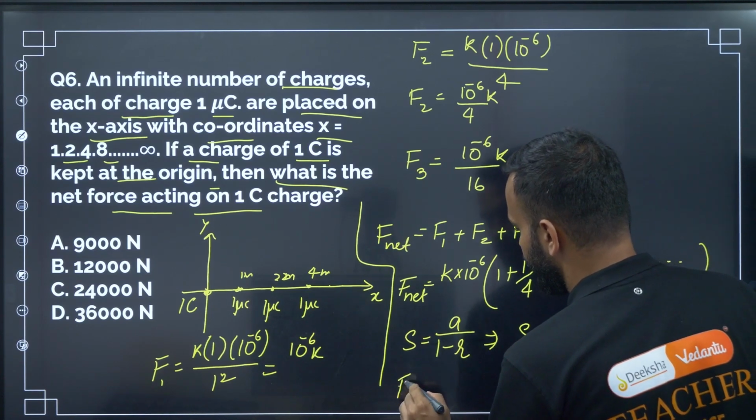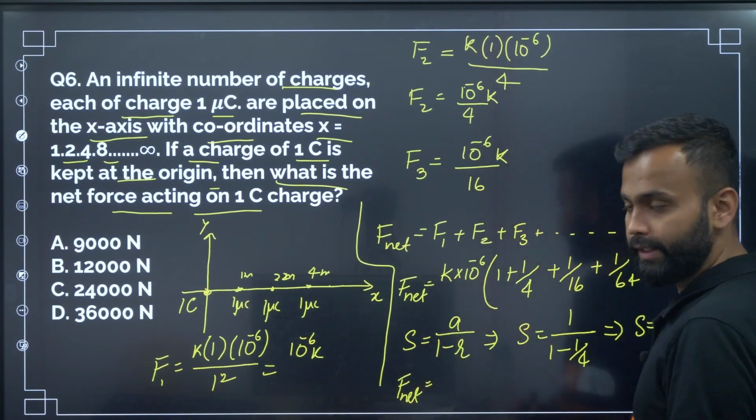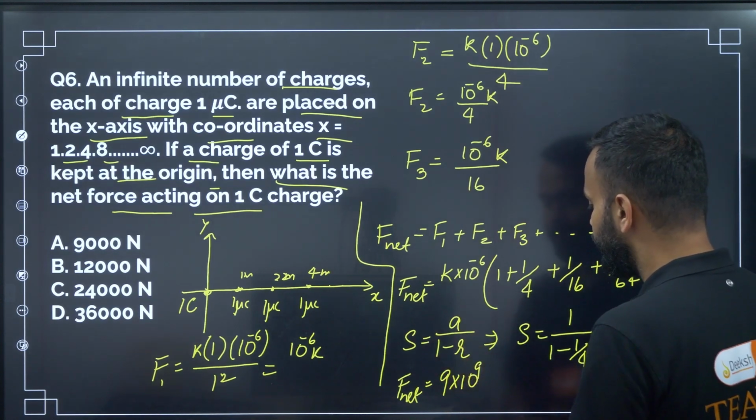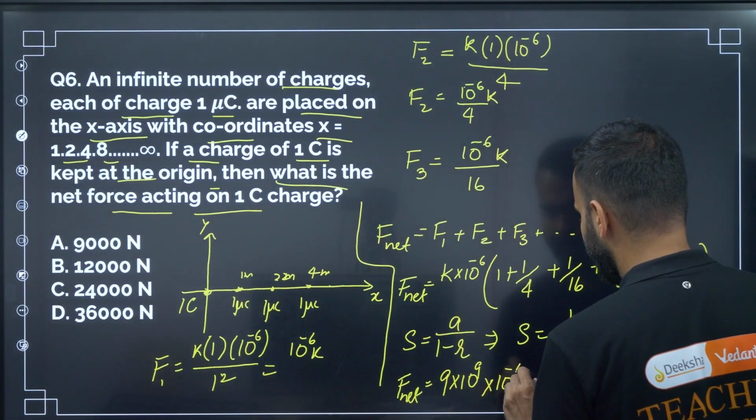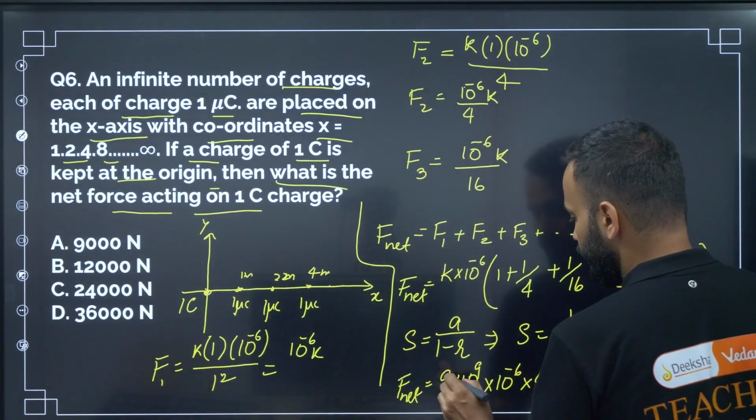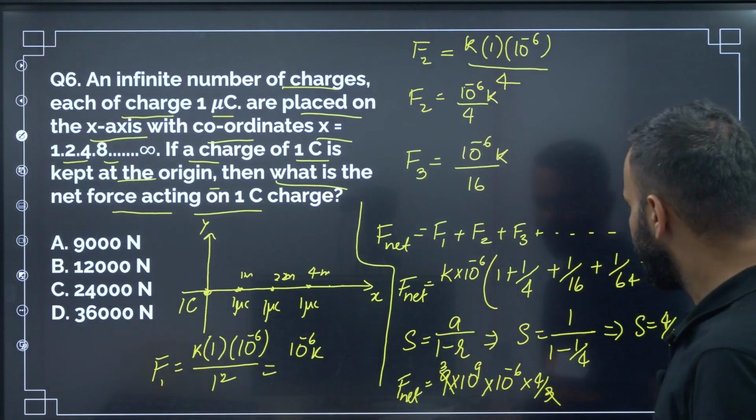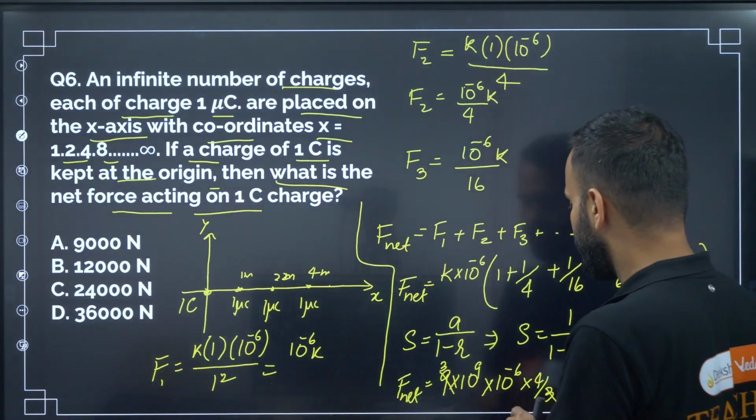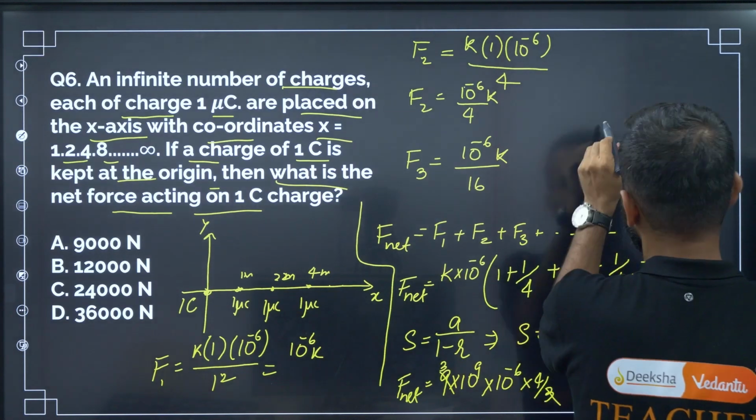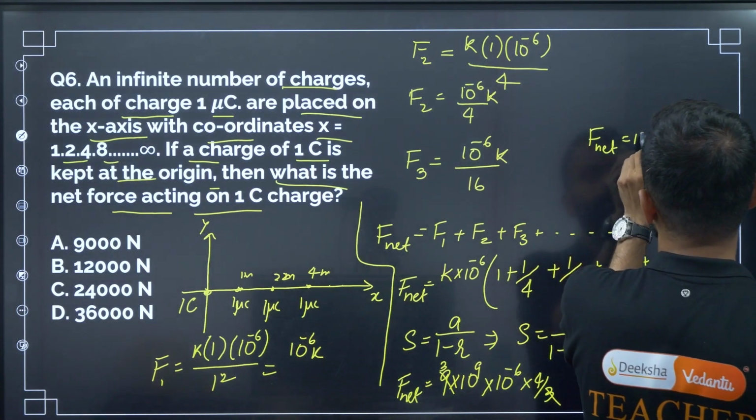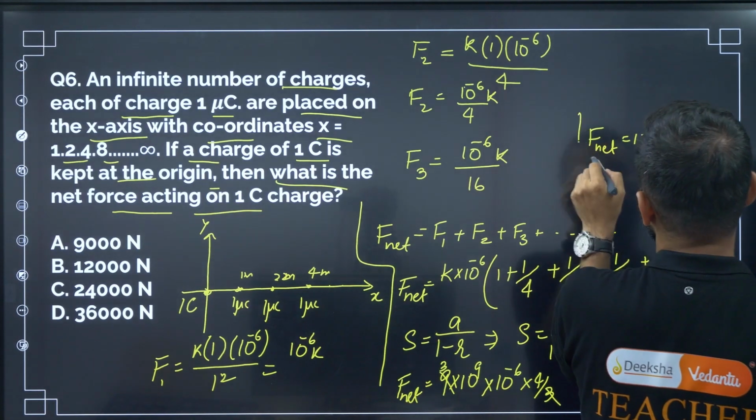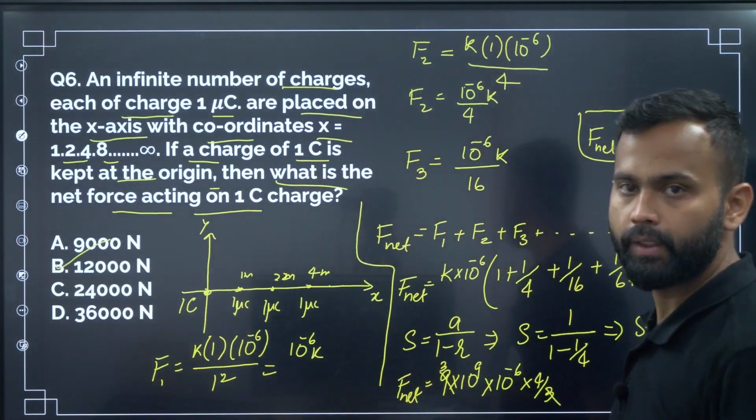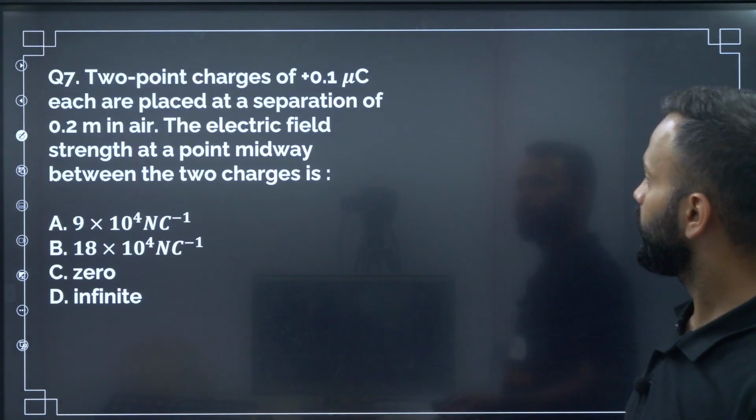So now F net is equal to, K is 9 into 10 to the power 9, that is 1 by 4 pi epsilon naught. The value of 1 by 4 pi epsilon naught is 9 into 10 to the power 9, into 10 to the power minus 6 into 4 by 3. 3 3s are 9, so 3 into 4 is 12. 10 to the power minus 6 into 10 to the power 9 is 10 to the power 3. So 12 into 10 to the power 3 is 12,000. The net force on the 1 coulomb charge is 12,000 Newton. So option B is the correct answer. Understood? Next question. Question number 7.